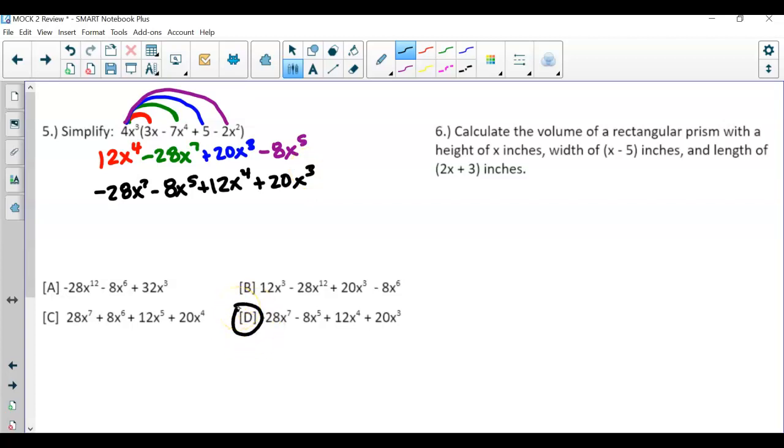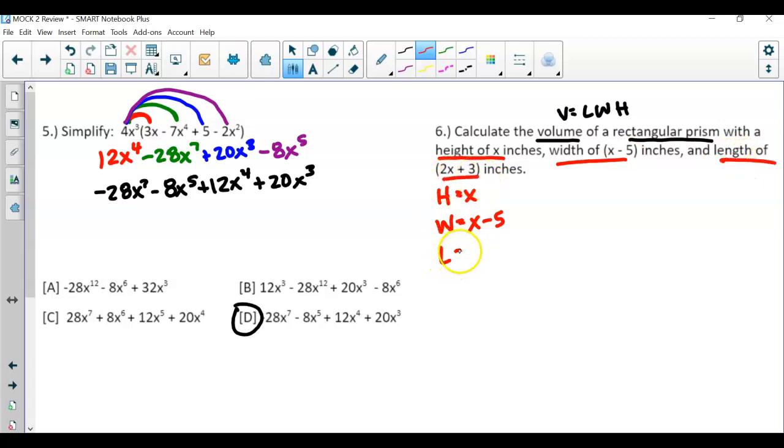Now number 6, you're calculating the volume of a rectangular prism. Remember, volume is length times width times height. So notice how I'm multiplying 3 dimensions. So I've got my height here, which is x, so h is x. My width, so w, is x minus 5. And my length is 2x plus 3. So these are the 3 dimensions that I need to multiply.